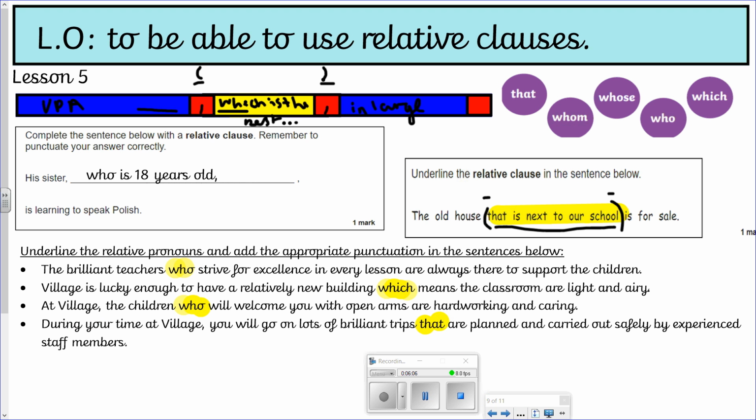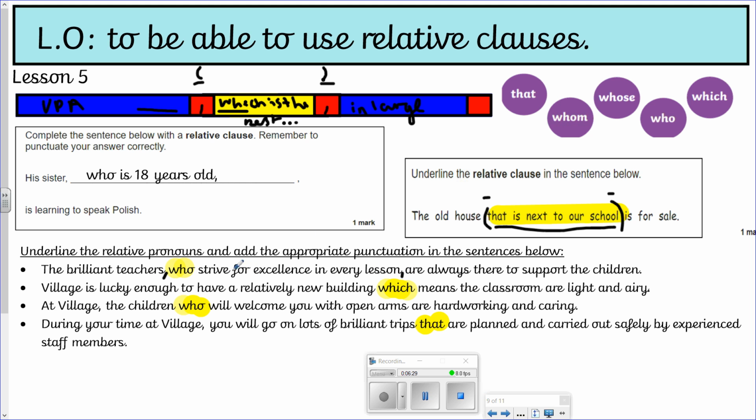So your next job then was to add in some punctuation. There was a range of punctuation that you could have used here. For the first one, we're going to use commas. My commas need to go around my relative clause. So the brilliant teachers who strive for excellence in every lesson. A comma there and a comma there.